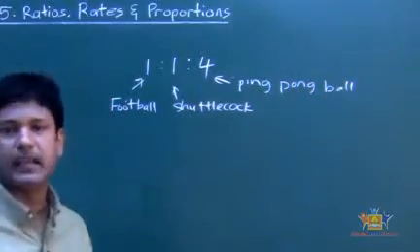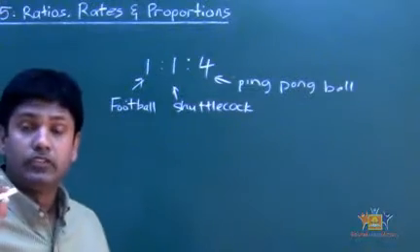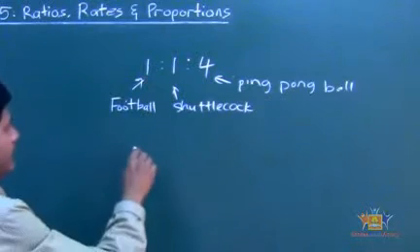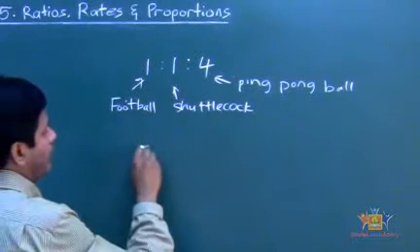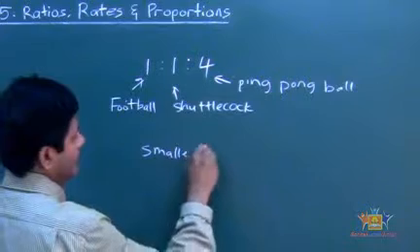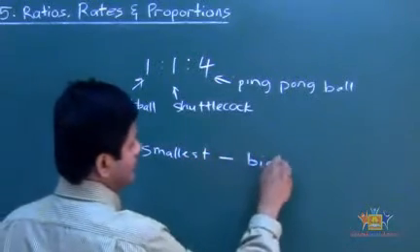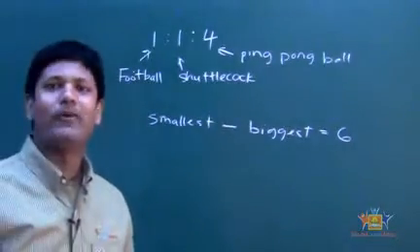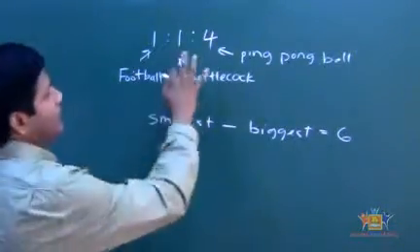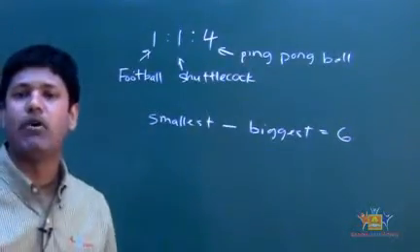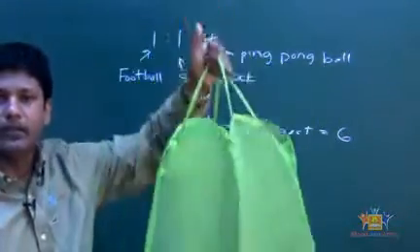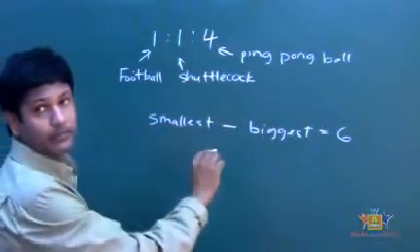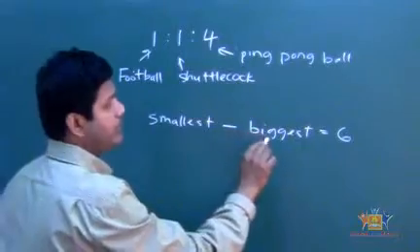Now I told you this time the scenario is the difference between the smallest ball and the biggest ball is 6. So the smallest minus the biggest is 6. And I want you to find the quantity of each ball inside this bag. Okay, so right now you don't know what the number is, but you know the difference. The smallest ball to the biggest is 6.